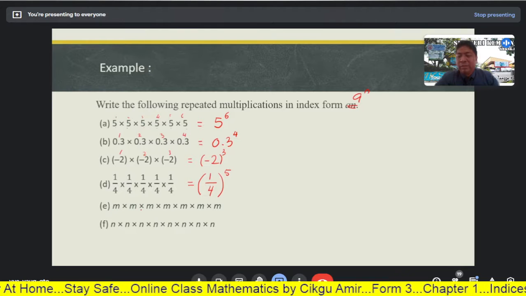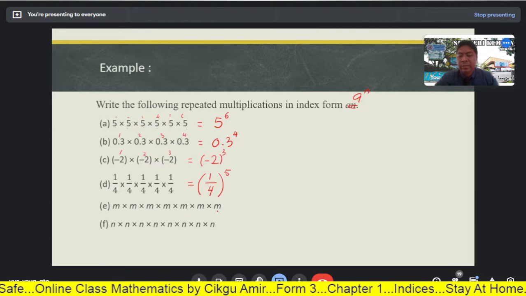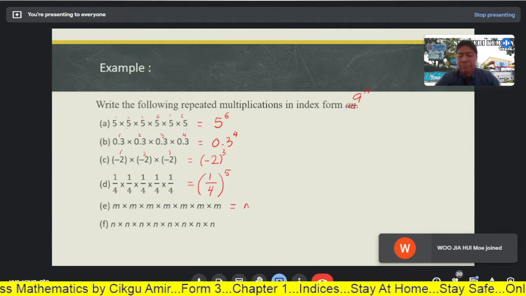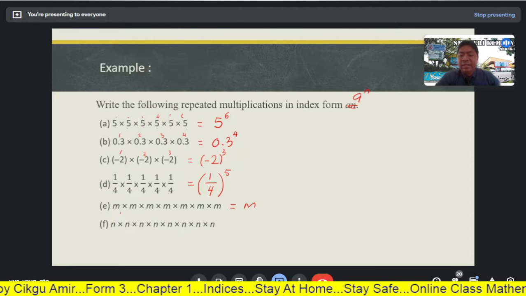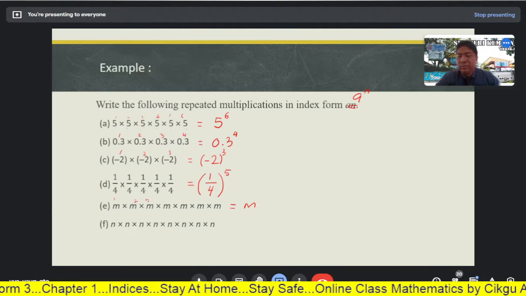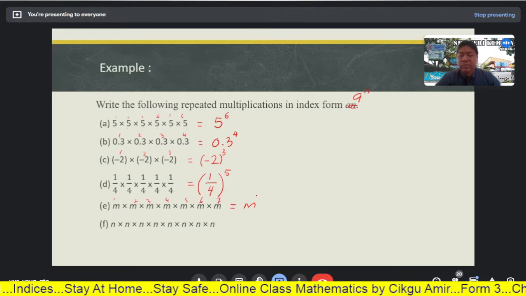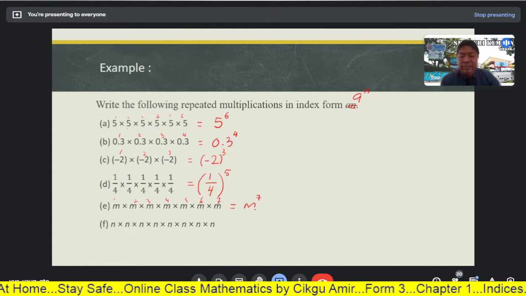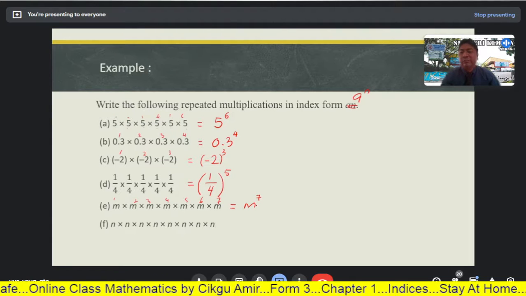M multiply with M multiply with M multiply with M multiply with M multiply with M multiply with M. So here the base is M, and the index is 1, 2, 3, 4, 5, 6, 7. So the index or the power is 7. We read this as m to the power of 7.